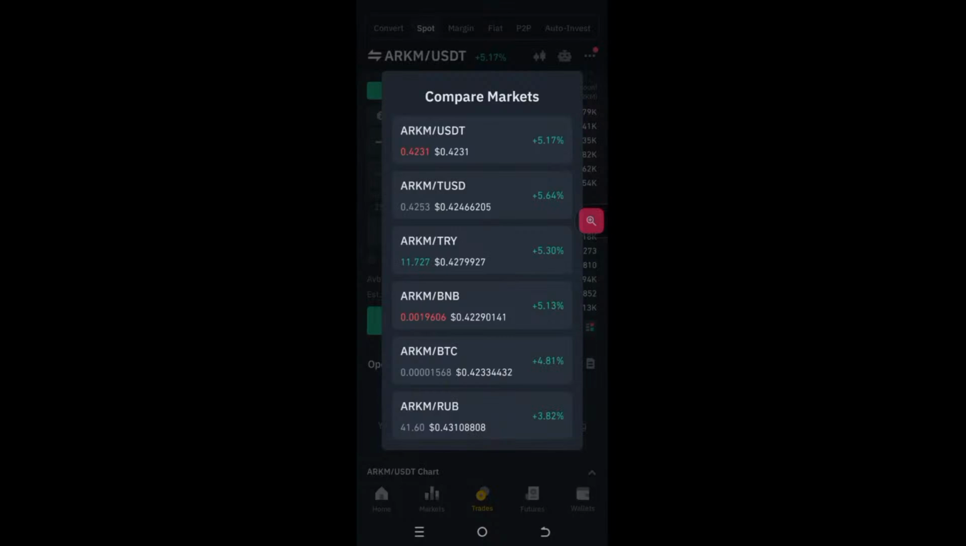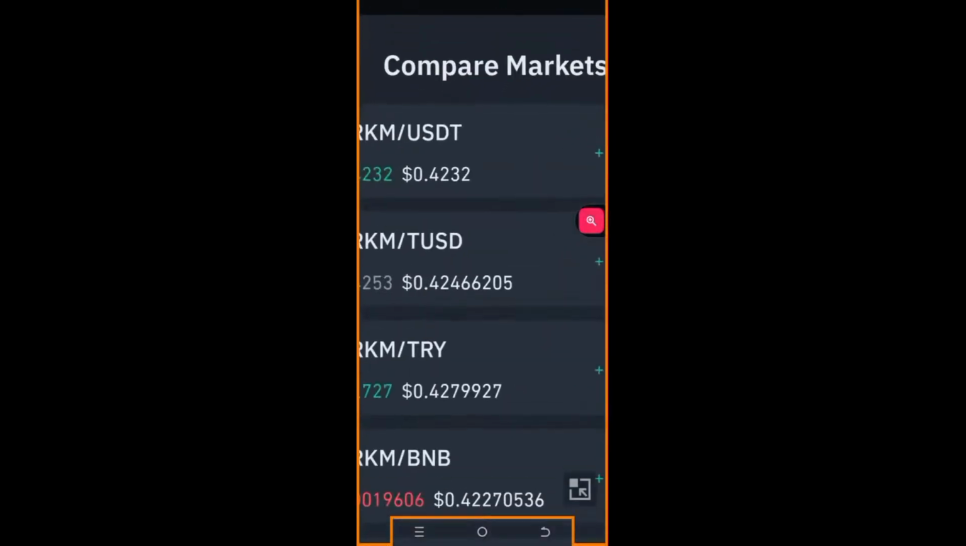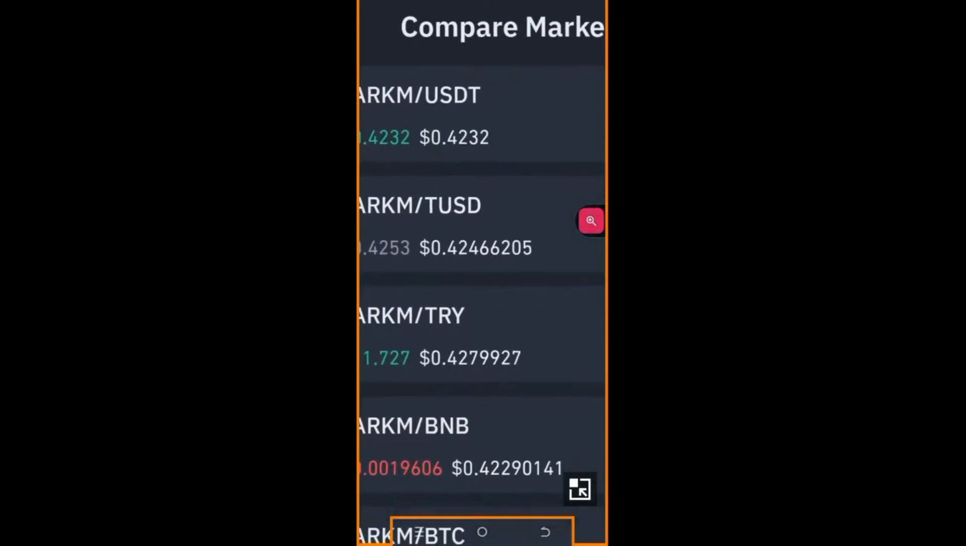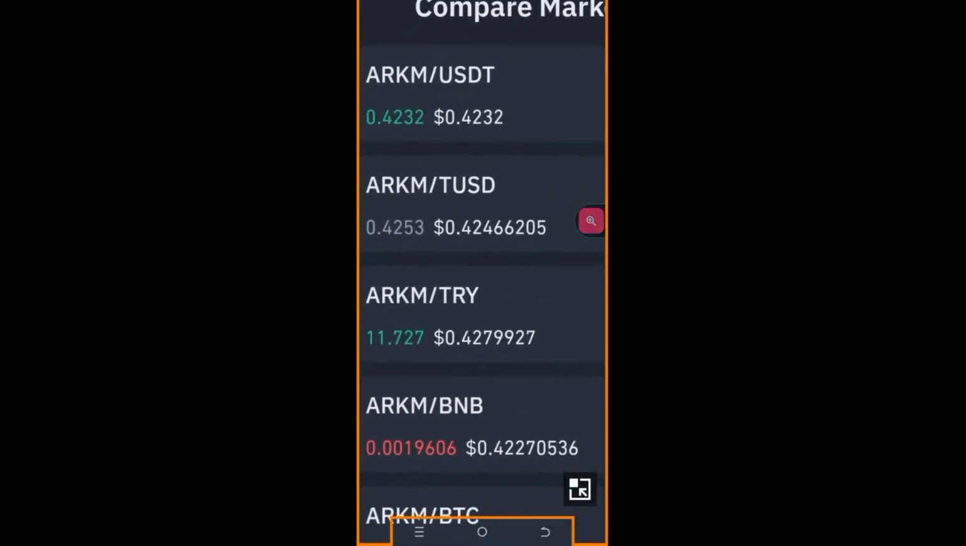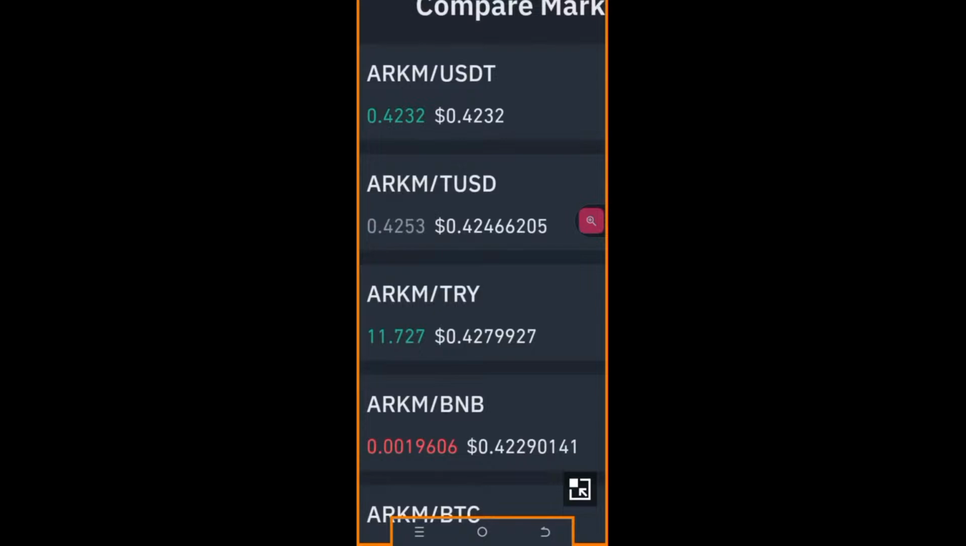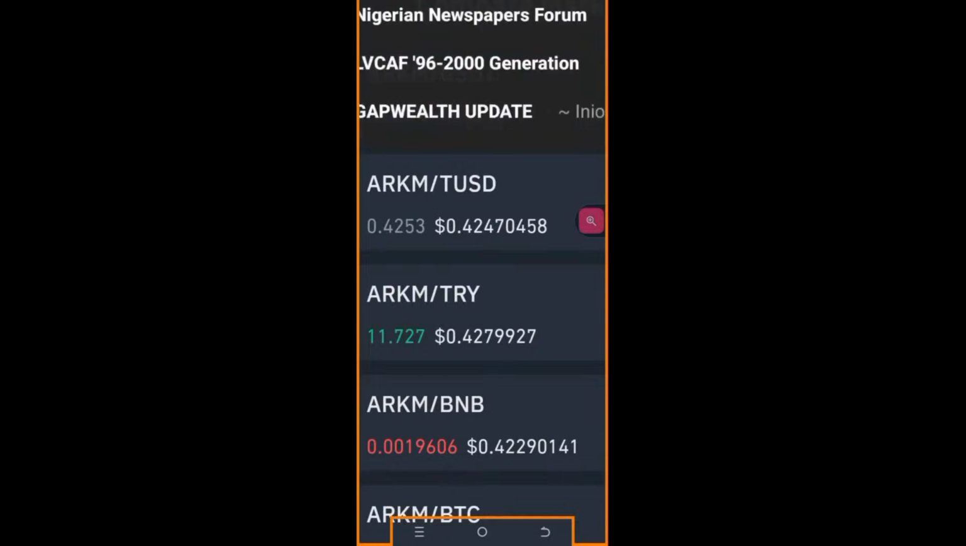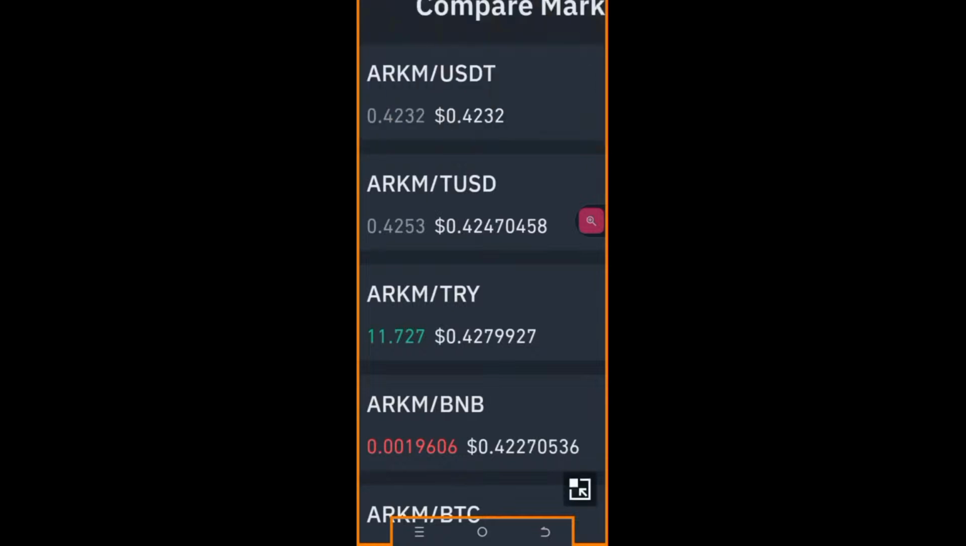So now let's look at this ARKM coin, which is 42 cents. Let me enlarge this so that we can see this better. Some of us, by the time you joined Binance, may have had your currency denominated in your country's currency. You can always go to settings to change to USD. That's how I like to look at the price. I'm in Nigeria, so I don't want to see it in Naira. I always like to see it in USDT or USD, so it makes everything easy for me to see.